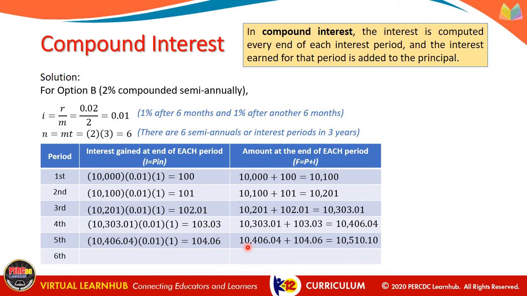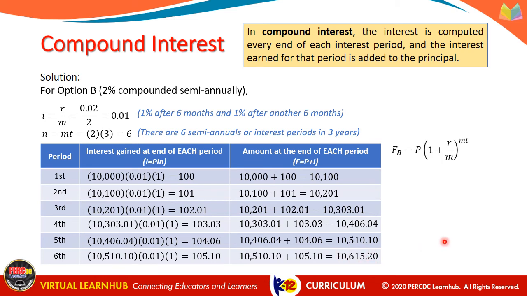The value of money at the end of the fifth period is 10,406.04 plus 104.06, which is equal to 10,510.10. And for the sixth period, this is our last 6 months, that's 10,510.10 times 0.01 times 1. The interest gained for that period is 105.10. So at the end of the sixth period, we have 10,510.10 plus 105.10. That is 10,615.20. So after 3 years, the money, if invested at 2% compounded semi-annually, will be 10,615.20.